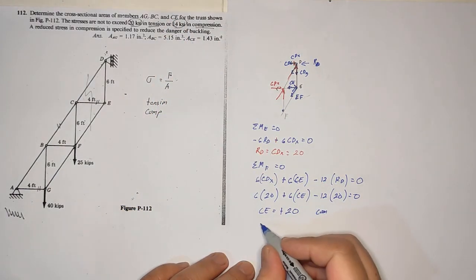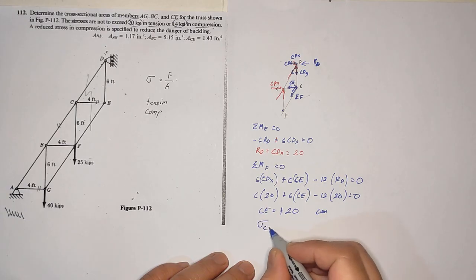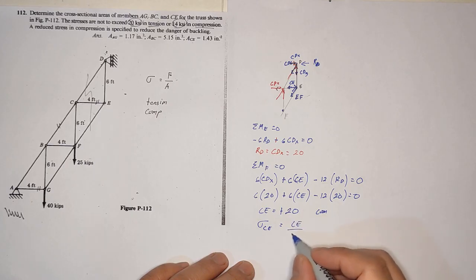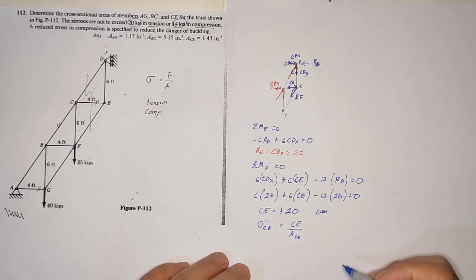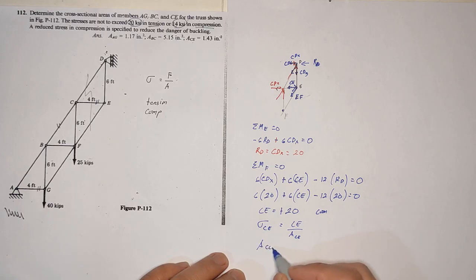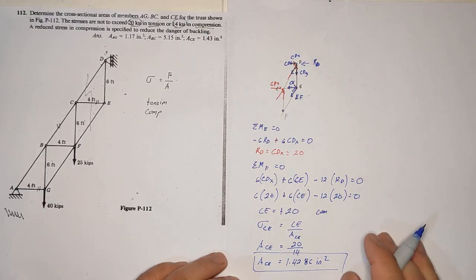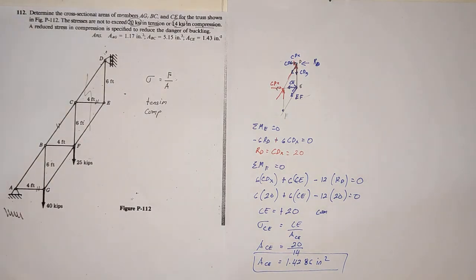So, you have stress, CE. Okay? So, that is CE over area, CE. Okay? Area, CE would be 20 over 14. So, area CE, it's, what's that? 1.4286 inch squared. So, 1.40, nag-round off lang. Okay? So, that's it for problem 112.